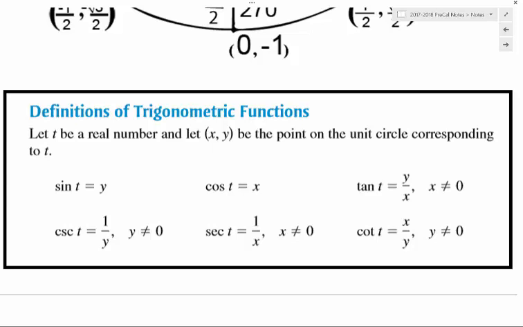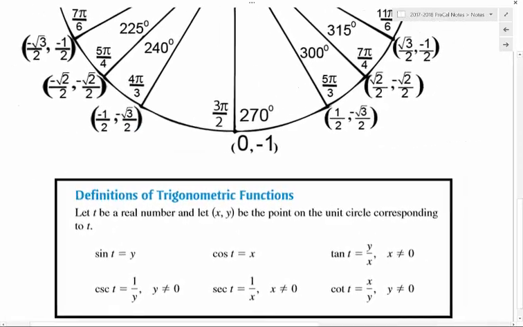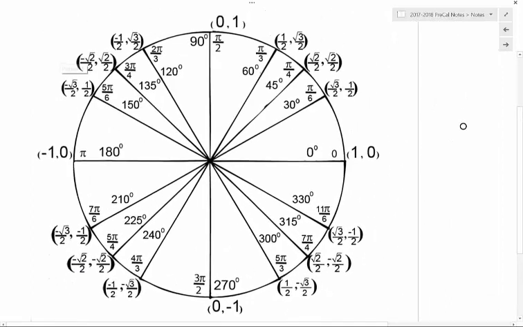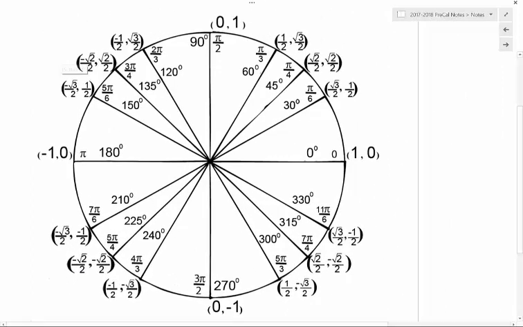So as a result, the cosecant of the angle t will be 1 over y, where y does not equal 0. The secant of t will be 1 over x, where x does not equal 0. And the cotangent of t will be x over y, where y does not equal 0. Now, what we mean by x and y not equaling 0, is basically on your unit circle at 0, pi over 2, pi, and 3 pi over 2, or in degree format, 0, 90, 180, and 270, that each of those right there will possibly have an undefined value.